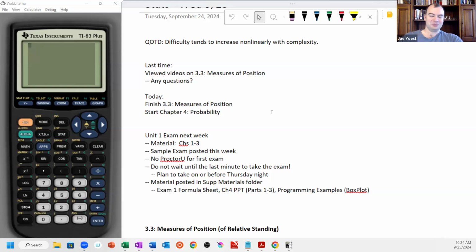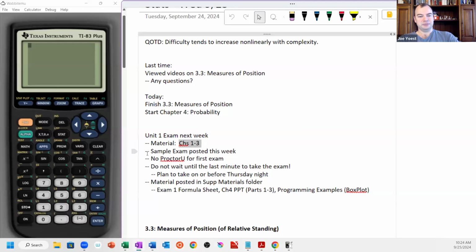So where was it? Okay, so next Monday at 9 a.m. through the following Sunday at 11:59 p.m., the exam will be available. You can take it anytime you want during that time window, and the material will be chapters 1 through 3.